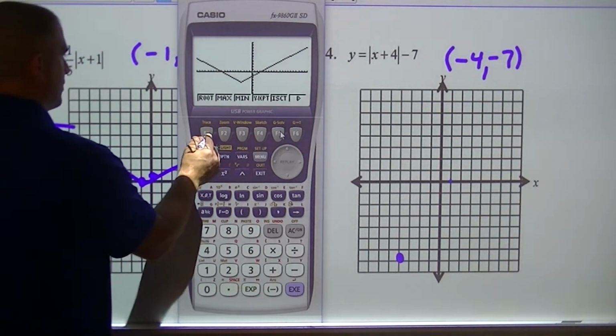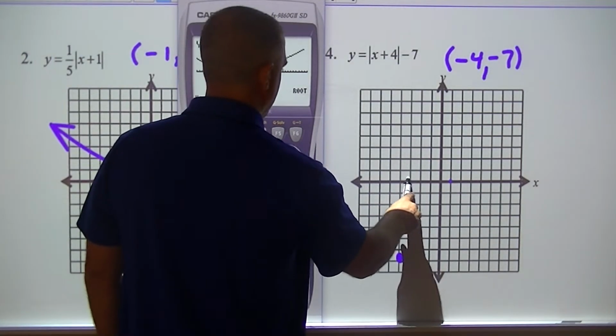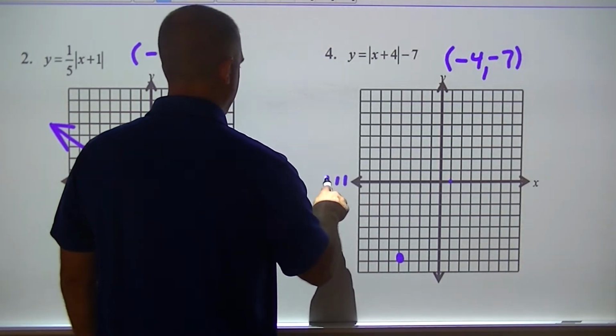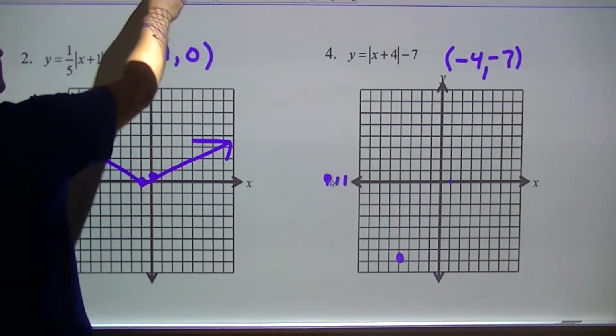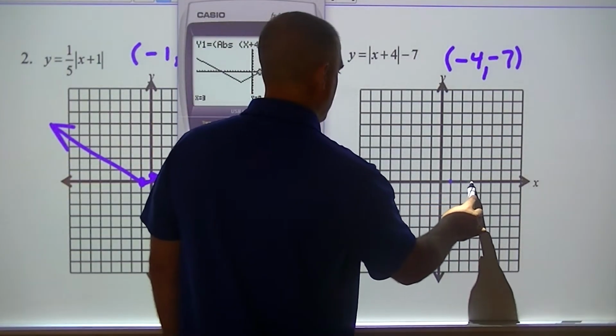So GSolve root. One of them is negative 11. Now, if I look at my graph, that's 1, 2, 3, 4, 5, 6, 7, 8. I go 9, 10, 11, just so I can have the dot on there. And if I hit over, the other one's at 3, 0, 1, 2, 3.